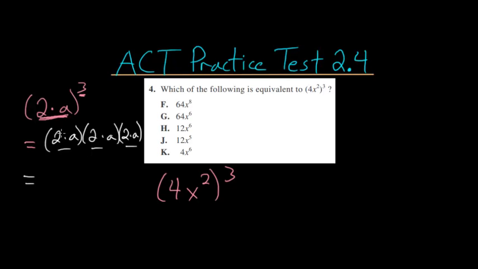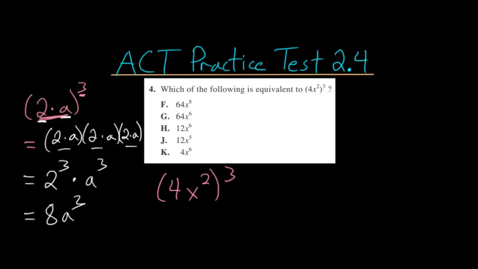So in other words, notice that we have 2 times 2 times 2, which we can rewrite as 2 to the third power, and we have a times a times a, which we can rewrite as a to the third. So when you have a product and you're raising it to some exponent, each one of these factors, this 2 and this a in this case, each get raised to whatever that exponent is. So the 2 got raised to the third power, and the a got raised to the third power. And if you want, you can simplify this to 8a to the third.